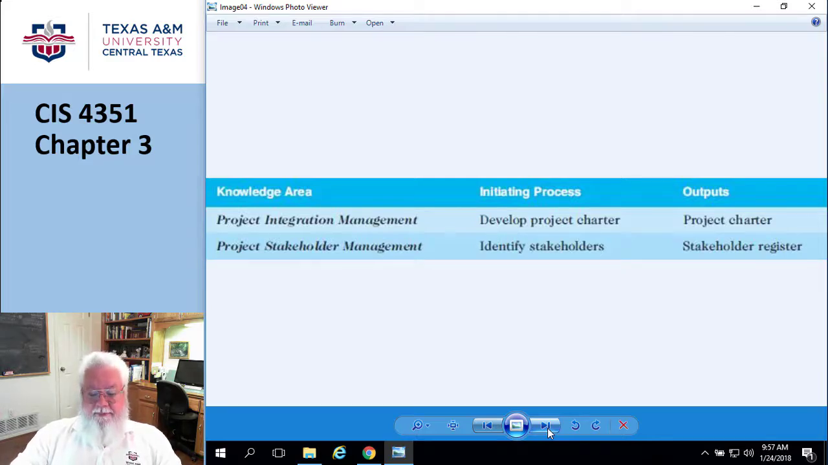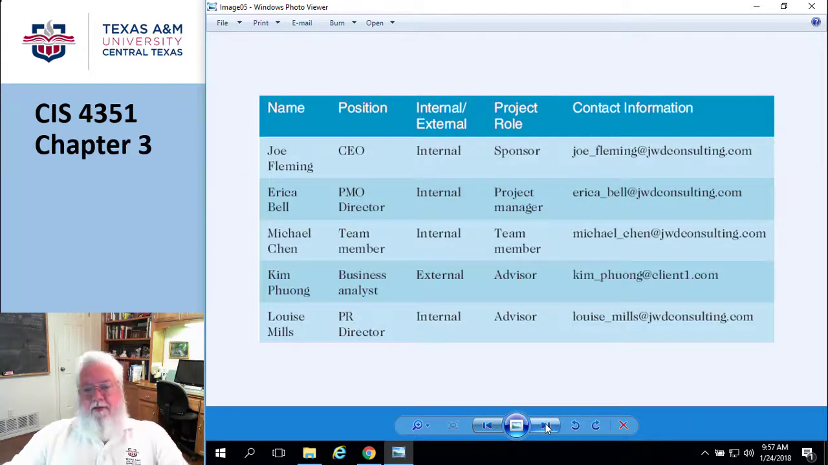So here's where you're going to develop the stakeholder register. You're going to meet with the sponsor. You're going to find out who it is going to be. There's an entire table here of the stakeholder register: what the person's name is, what their position is, whether they're internal or external to your own company.